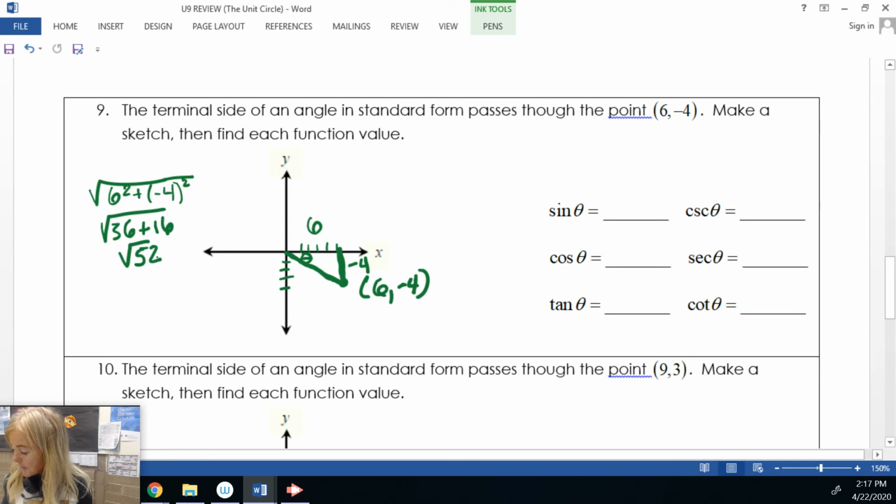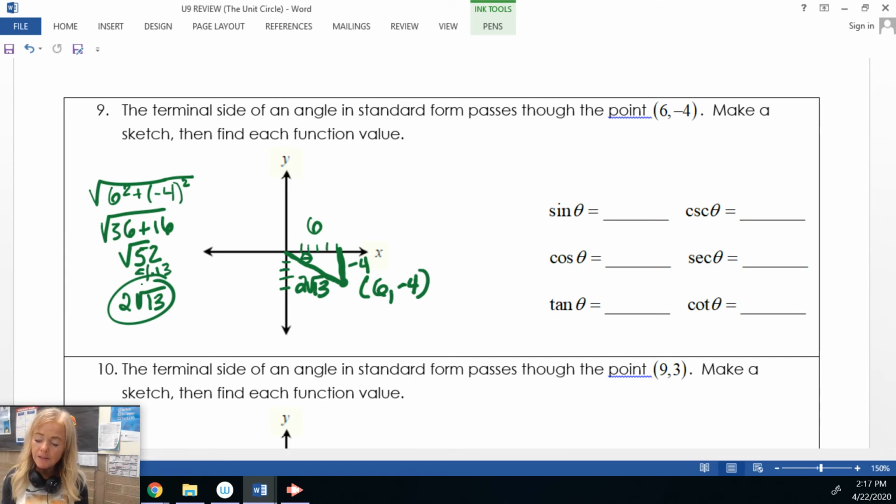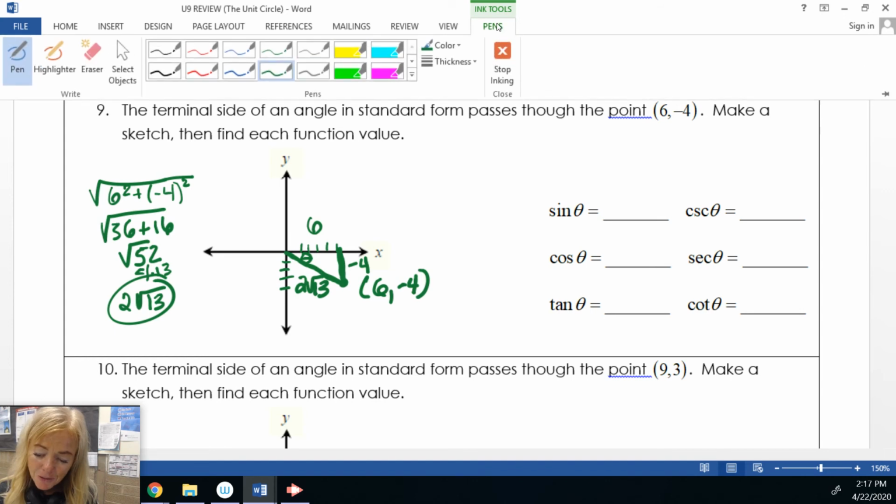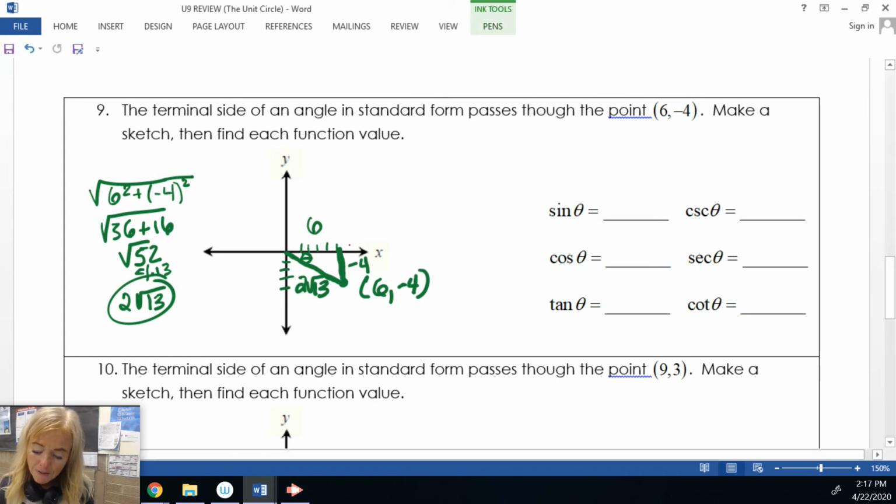And that simplifies because 52 has a 4 times 13. So it's going to be 2 radical 13 for that side. Okay. Now I have all my sides. I'm going to find my sine, cosecant, cosine, secant, tangent, and cotangent. Now, up to this point, I haven't showed you, or maybe I did show you this trick. All of them are divisible by 2. So any 2 that I put in a ratio are going to give me a chance to simplify.